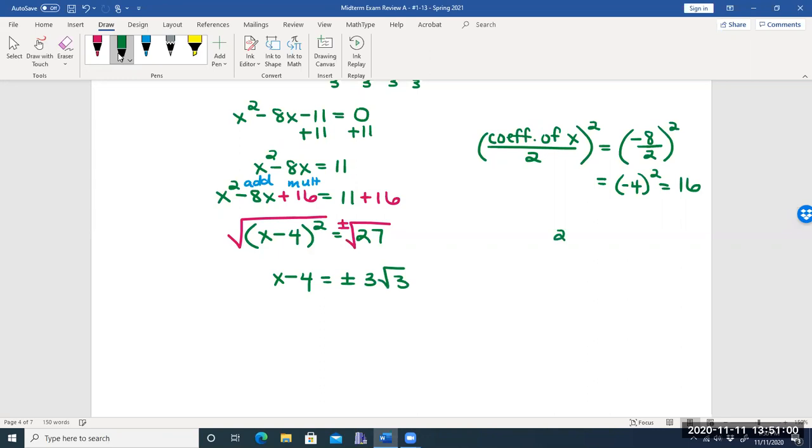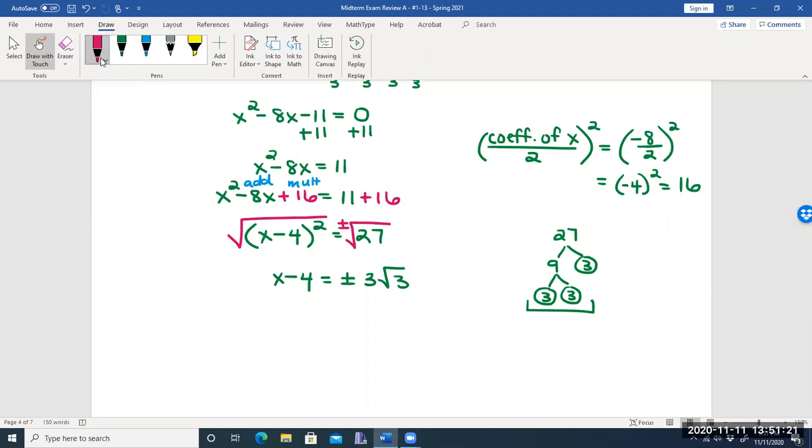I can show my work over here. 27 is 9 times 3. 9 is 3 times 3. And whenever you have two of a kind, you can bring that number in front. So I've got two of a kind right here. And so a 3 comes in front and a 3 also stays under.